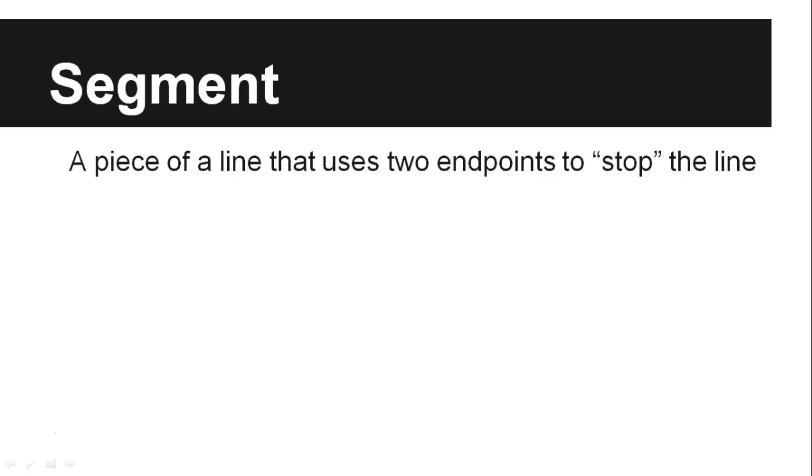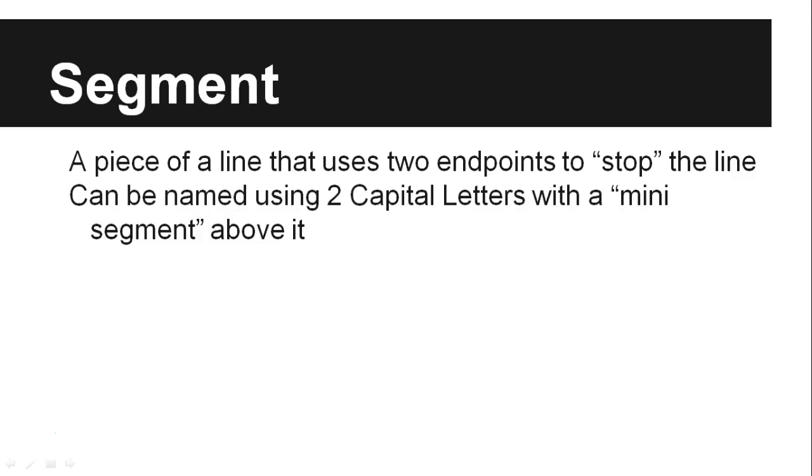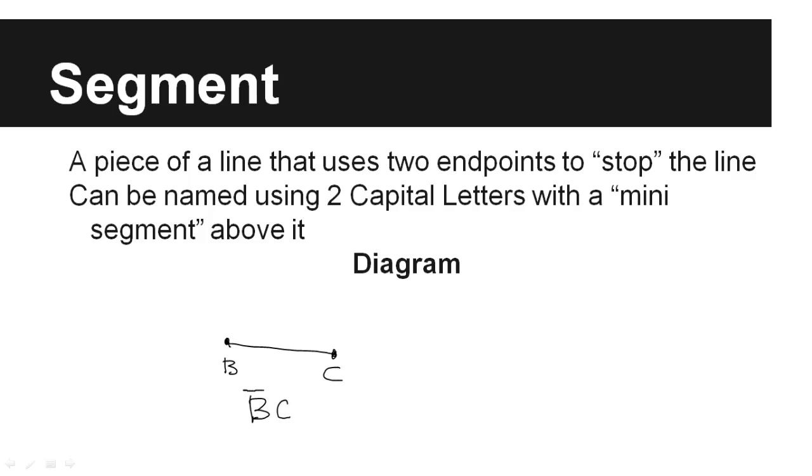So a segment is just a piece of the line, and we use the endpoints that we're going to name it with to stop the line, meaning we're only looking at a little snapshot of a total line. It can be named using the same two capital letters just like a line, only we're going to draw a mini segment above it to indicate that it is in fact a piece of the line. So here are my endpoint indicators, and we'll call them points B and C. So this would be line segment BC.